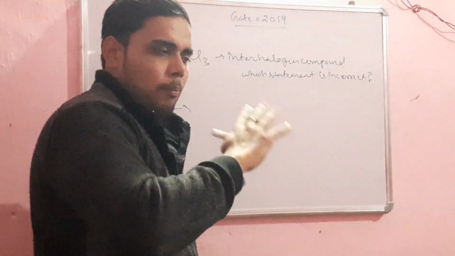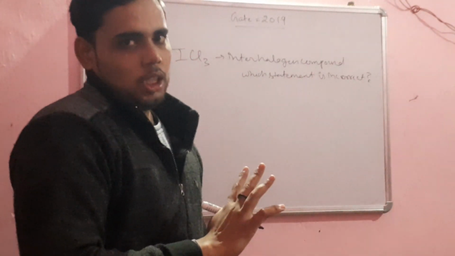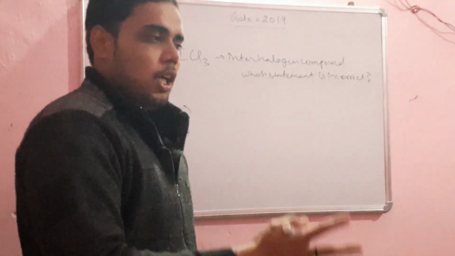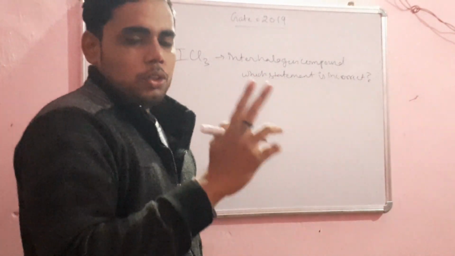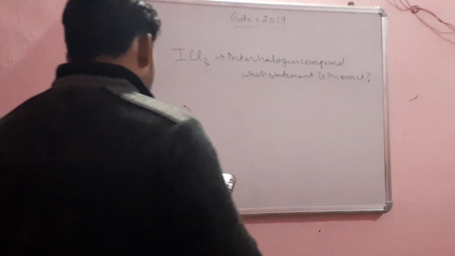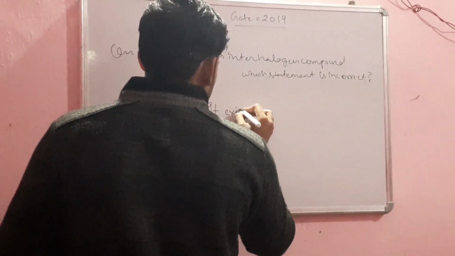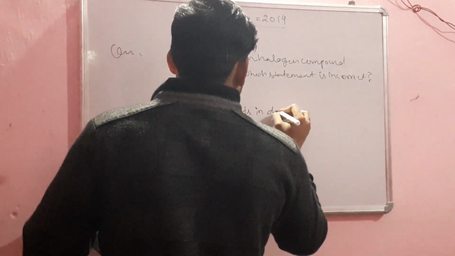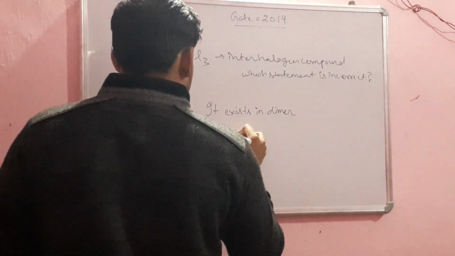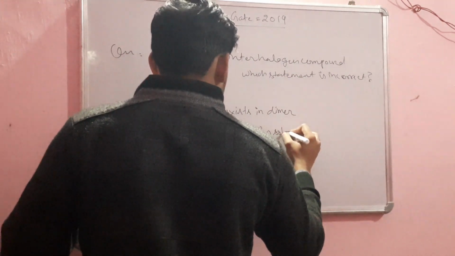One statement is opposite to another, so the answer lies in those two only. Whenever you see two contradictory statements, the answer is there for you. That means 50 percent of the question is done. You have to select one out of the two. So the first is that it exists in dimer form. And the second is the geometry in solid state.